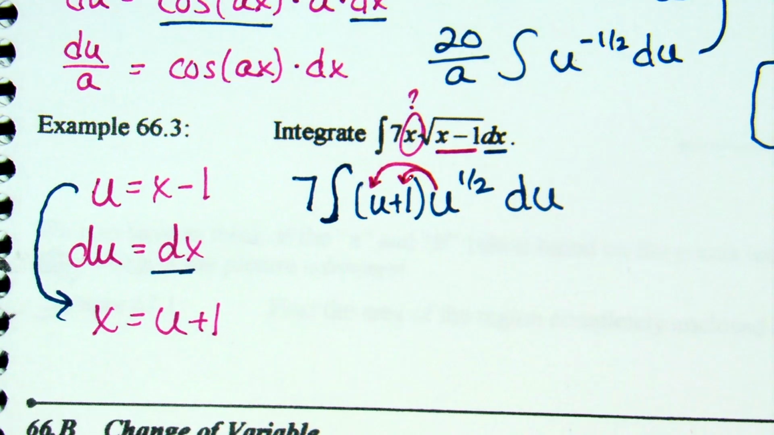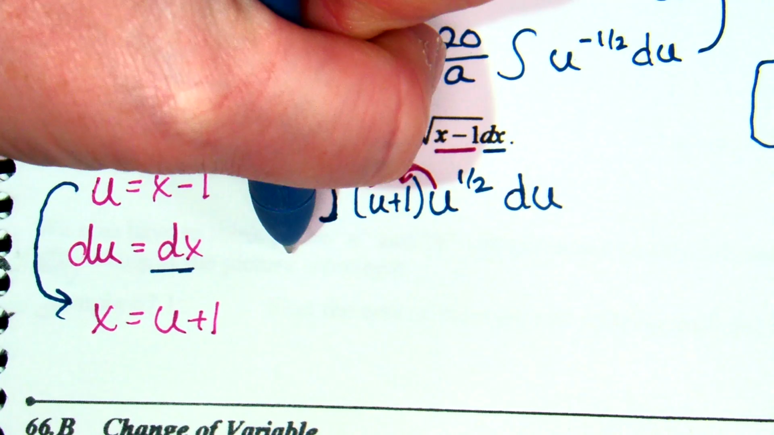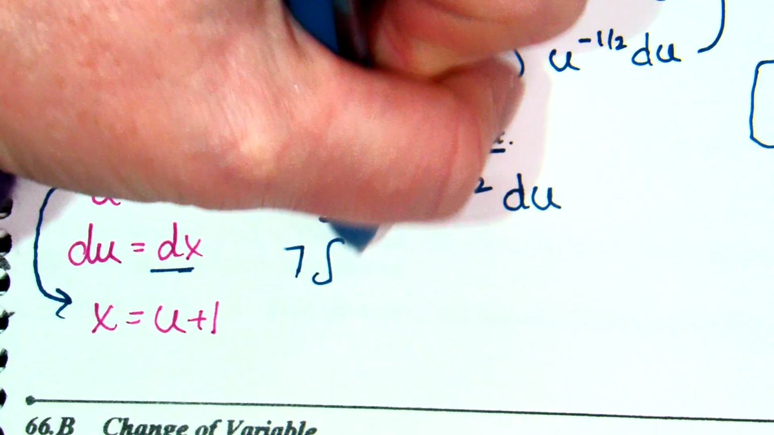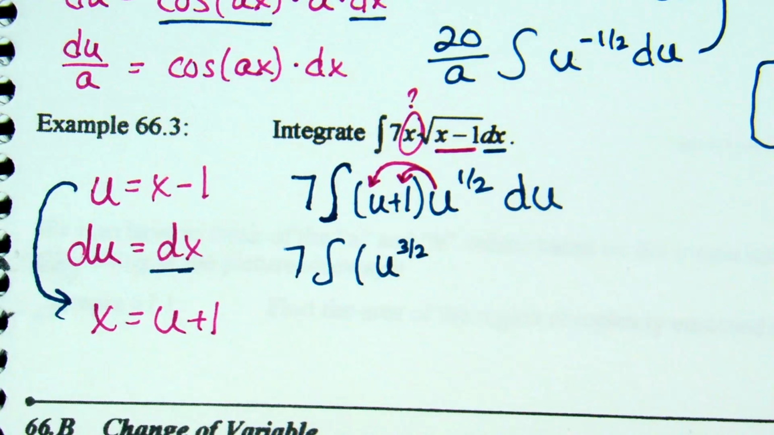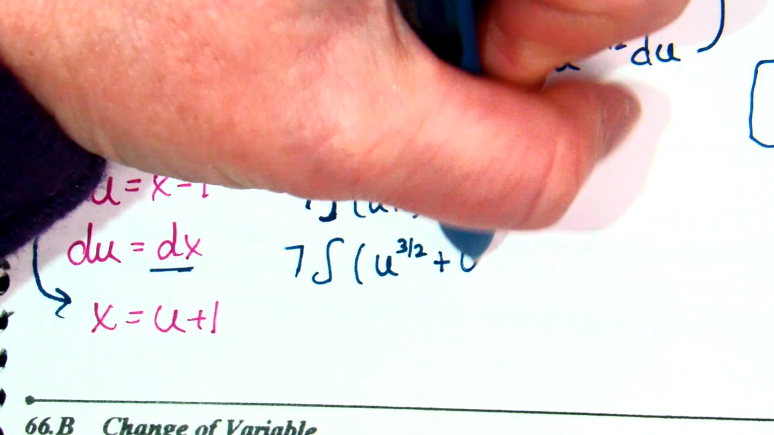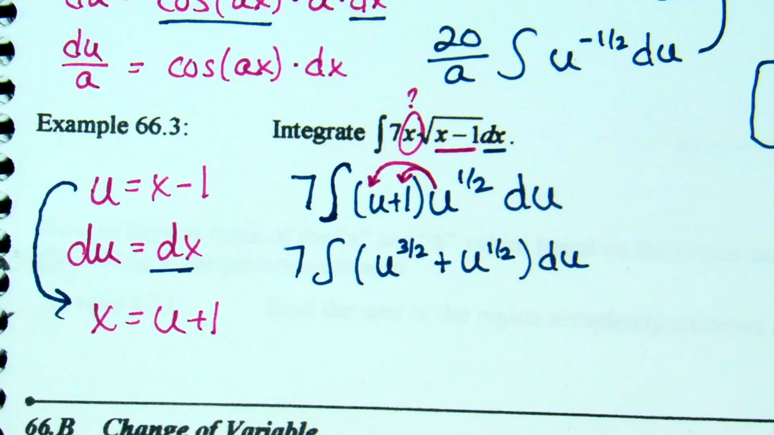So 7 stays out front of my integral. u to the 1/2 times u to the first is u to the 3/2, because 1 plus a half is 1 1/2 or 3/2. Plus u to the 1/2 times 1, u to the 1/2. All times du. Can I integrate now?